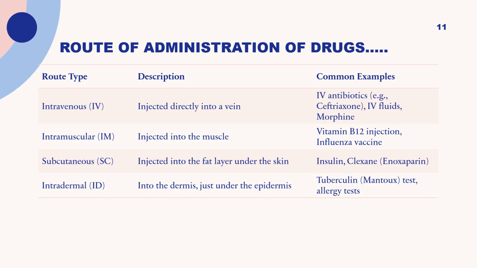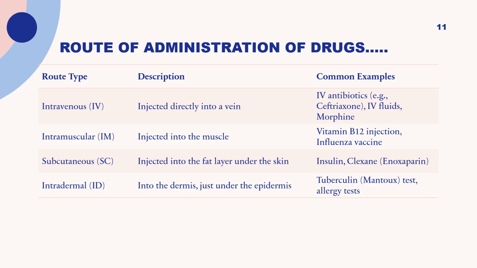Next one is intramuscular. We use the abbreviation IM, injected into the muscles. I would recommend doing further study on the common sites of IM administration. There are different muscles that we commonly use to administer these types of injections. You can just go to Google Images and search for this. Common examples are vitamin B12 and influenza vaccine.